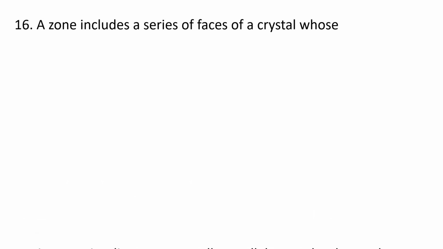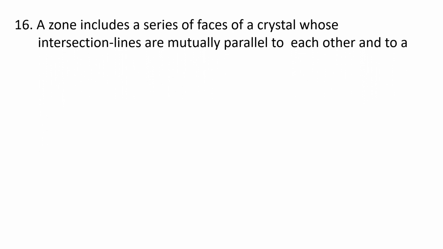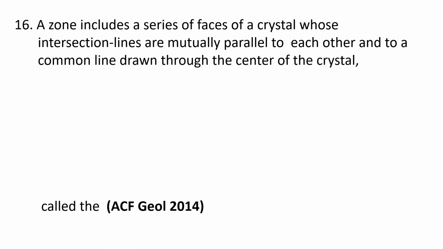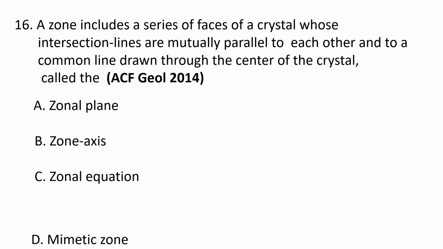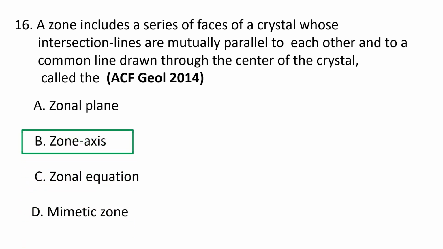Next question. A zone includes a series of faces of a crystal whose intersection lines are mutually parallel to each other and to a common line drawn through the center of the crystal. And it is known as A. Zonal plane, B. Zone axis, C. Zonal equation, D. Mimetic zone. So a zone covers a series of crystal faces where the intersection lines are mutually parallel to each other, and when a common line is drawn through the center of the crystal, this is known as a zone axis. B is the correct option.